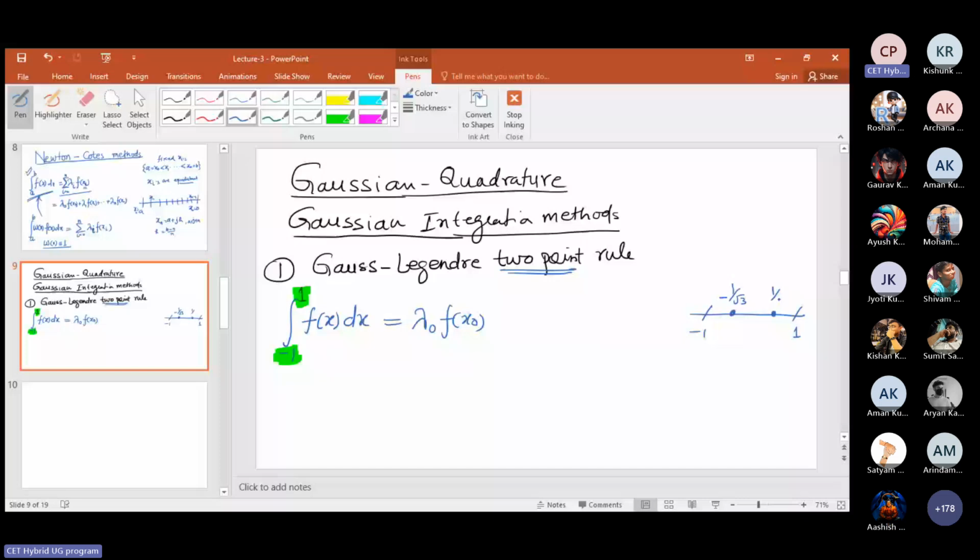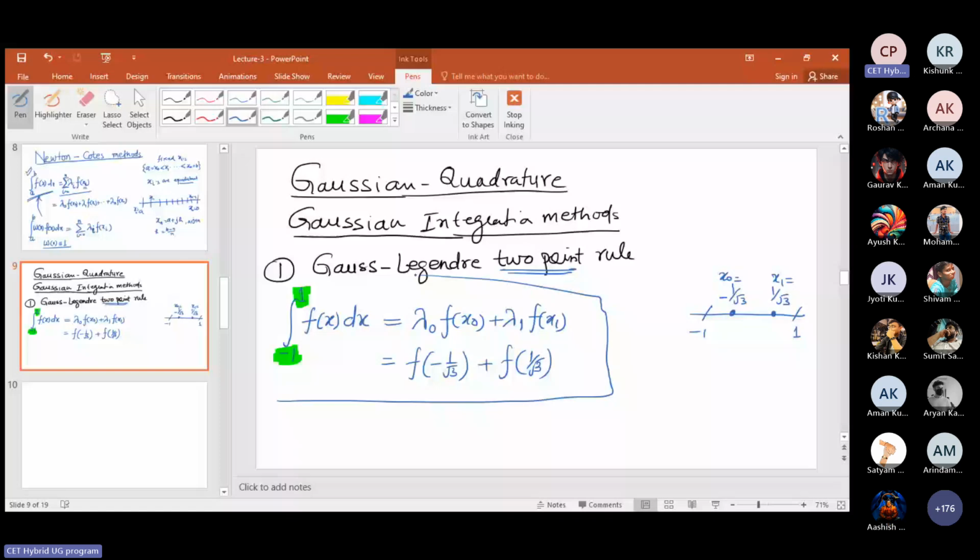So lambda 0 and lambda 1 times f(x1). The 2 points which are selected here are x0 and x1. Once you do that, you will figure out that lambda 0 and lambda 1 turn out to be 1. So the formula becomes f at -1/√3 plus f at +1/√3. This is your Gauss Legendre 2-point rule or 2-point method for integrating a function between -1 to 1. And this gives very good accuracy.